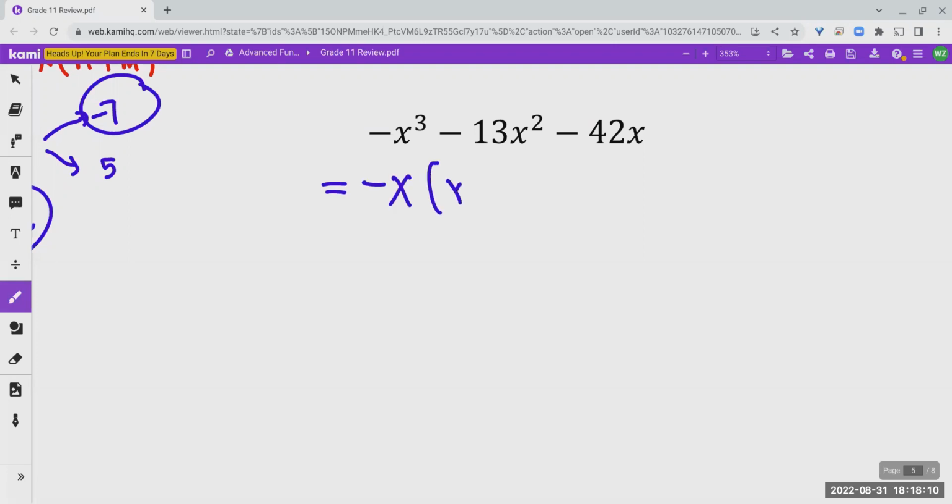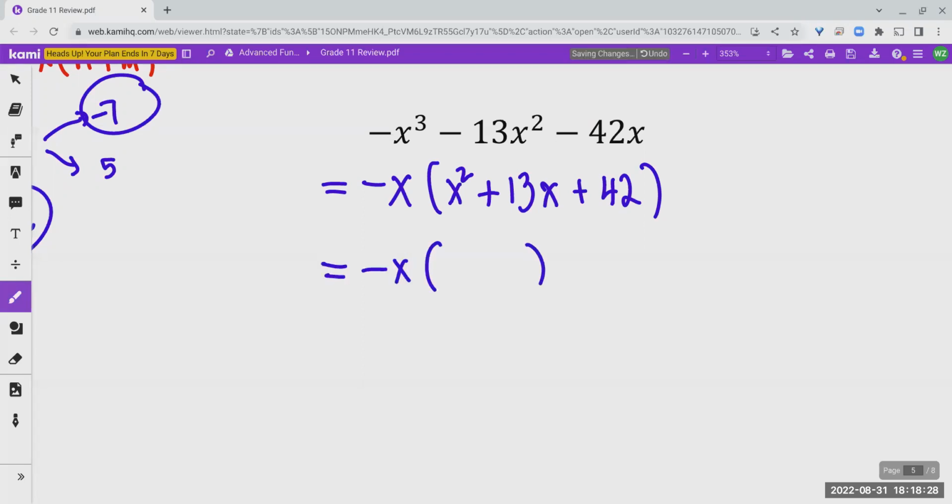So the first term will be x squared. The second term, because I factored out negative, is positive now, so 13x. It's not x squared because I took out an x. 42, well, that becomes positive. Now the x is gone because I factored.